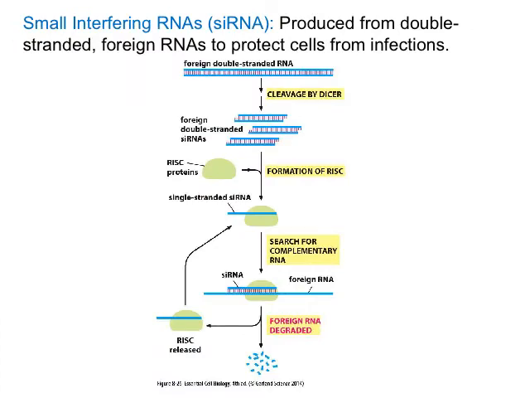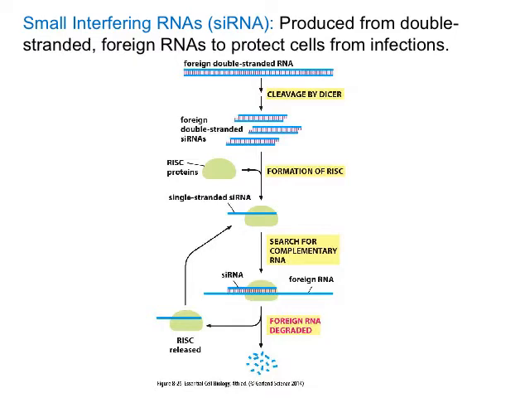Next, we'll look at the small interfering RNAs, or siRNAs. And they work very similarly to the microRNAs in terms of pairing with RISC proteins, right? The RNA-induced silencing complex, and searching for complementary RNA sequences to anneal with, and then leading to the degradation of that messenger RNA. But the source of the double-stranded RNA that's used to anneal with the RISC protein is different.